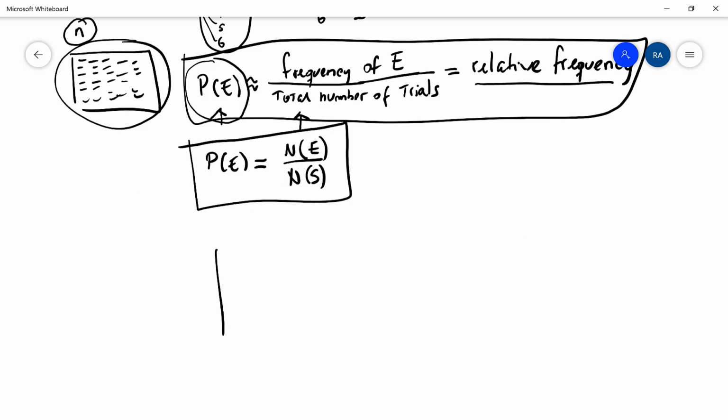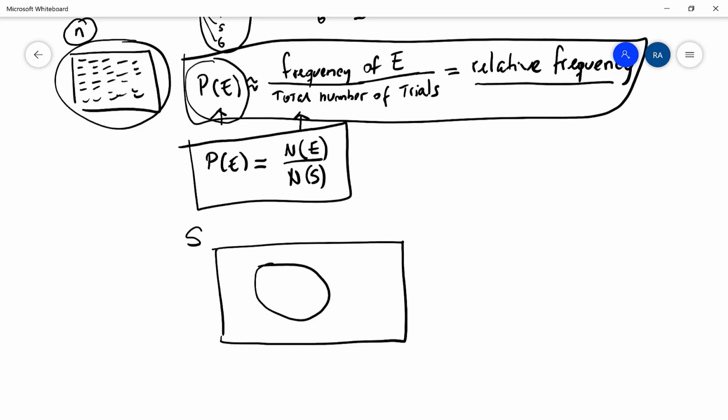I told you we can use a Venn diagram to represent all possible outcomes. The rectangle represents all possible outcomes, or the total number of tries that we did in one experiment, and this could be the event E. Then remember, each outcome could be represented by points here.